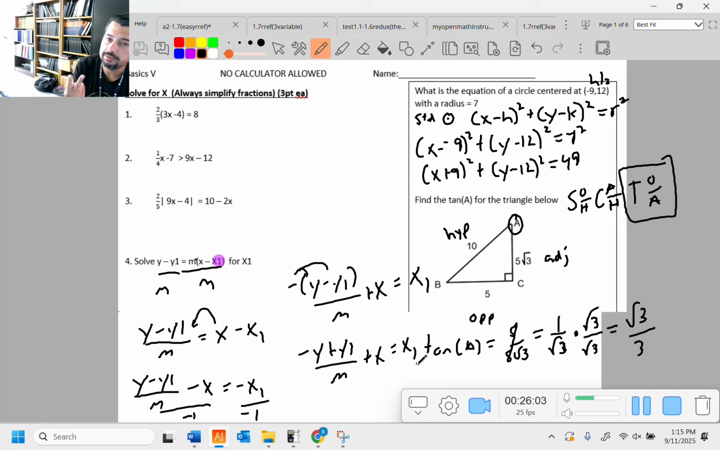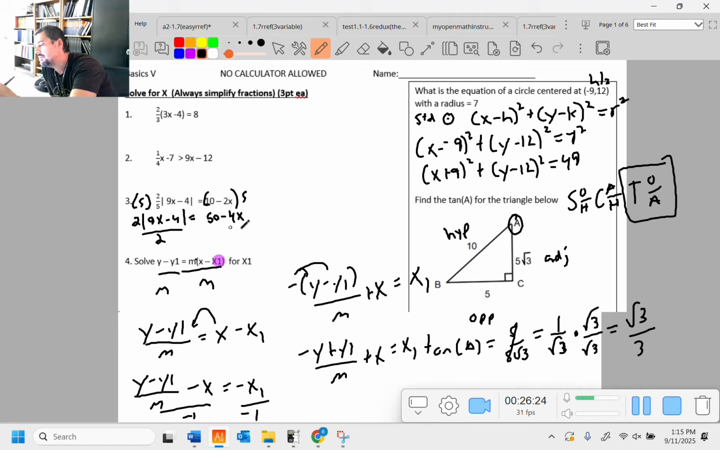Why would you today? First step, isolate absolute value. Okay, so I'm going to add 5 to both sides. That's going to give me twice the absolute value of 9x minus 4 equals 50 minus 4x. And you could distribute the 2, or on this one you can divide it out. I'm going to divide the 2 out.